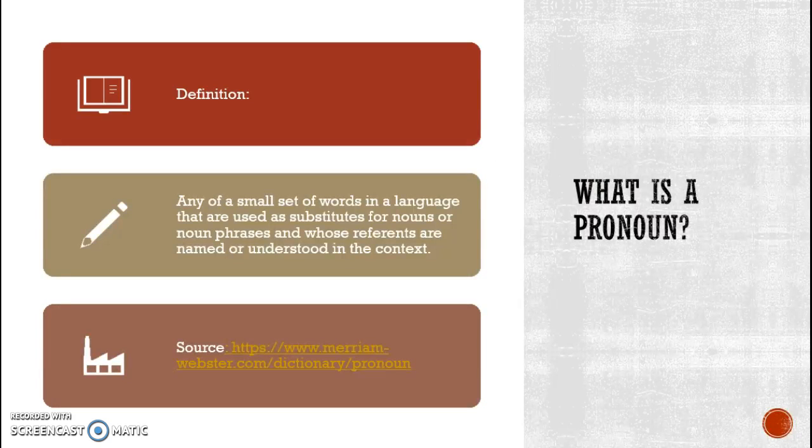What is a pronoun? A pronoun is any of a small set of words in a language that are used as substitutes for nouns or noun phrases and whose reference is named or understood in the context. That is the Merriam-Webster dictionary definition of the pronoun. There are other definitions, but basically it is a word that can replace another word to make the sentence flow better, so that you don't repeat the same names, like John did this, John does this, John does this, or insert different things like that, like my, stuff like that.